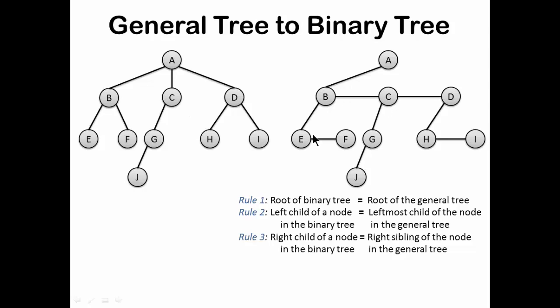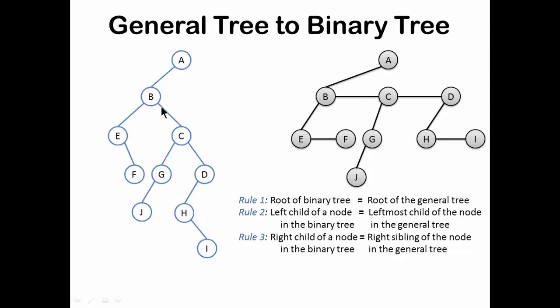Fine. So if I redraw this diagram, it will look somewhat like this. So A has got a left child, B has got a left child E and a right child C. If you look at C, C has got a left child G and right child as D. D has got H and H has got a right child I. Here E has got a right child F. So in this way, any general tree can be converted to the binary tree.